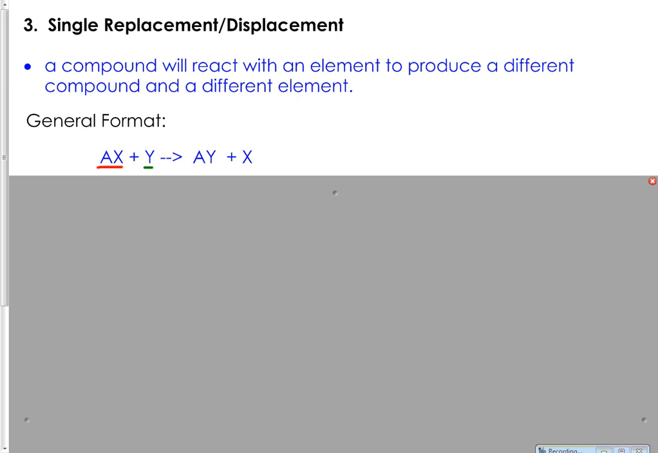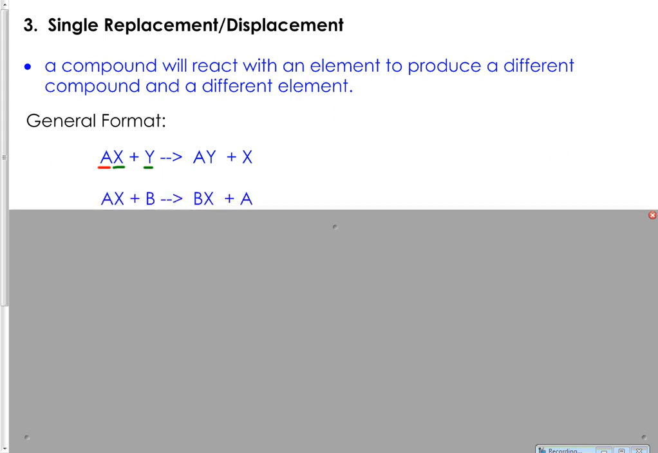Now, when you look at that compound AX, if we assume that the first part of the compound is positive and the second part of the compound is negative, we're looking at Y, and if we look at what happens, Y took the place of X and got rid of X. X had to leave the compound. So what we formed was a new compound, AY, and X was the element left on its own.